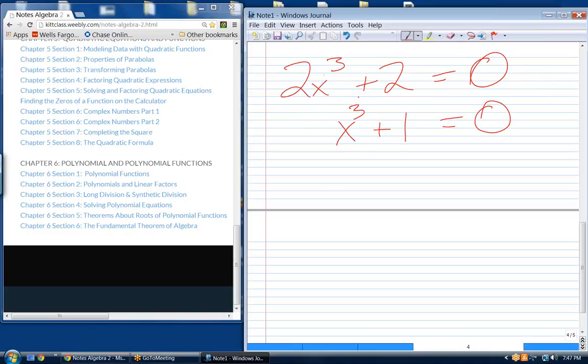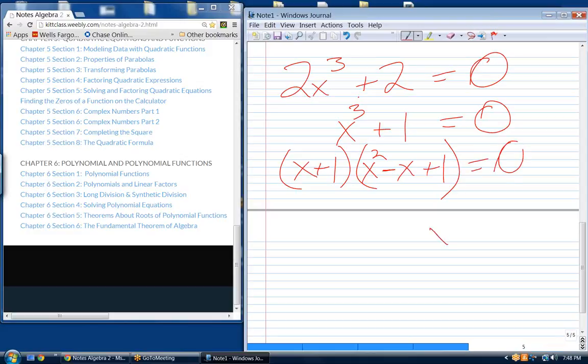There's actually 2 ways to do this problem. Let's do it both ways. Since you're on the section of factoring cubics, let's do it that way. What's the linear factor? Well, x plus 1 is the linear factor. What's the quadratic factor? x squared minus x plus 1. The middle term's always opposite the sign of this term.